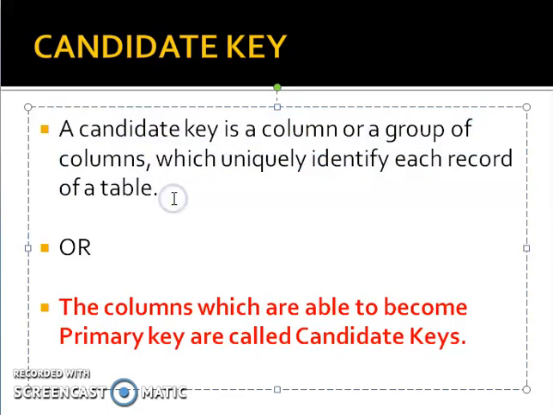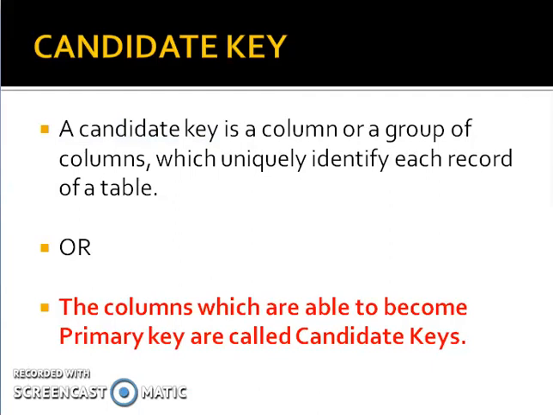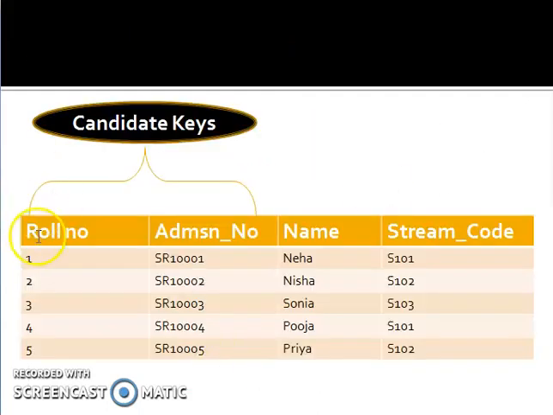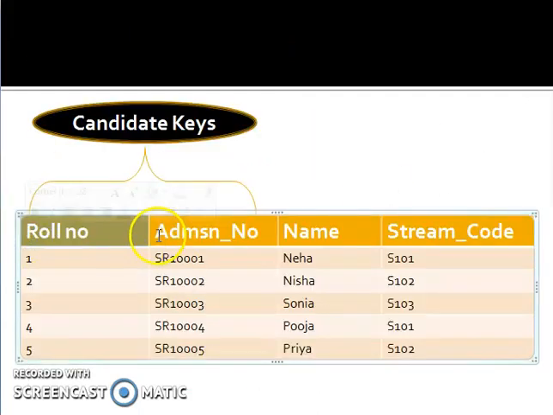the table. In case of primary key, we can select only one primary key for one table. But in the case of candidate key, we can have more than one column as a candidate key. So out of the candidate keys, we can select any one of the keys as a primary key. So that is the thing. So here in this table, we have selected these two columns as candidate keys because candidate keys are the ones which are able to become a primary key.